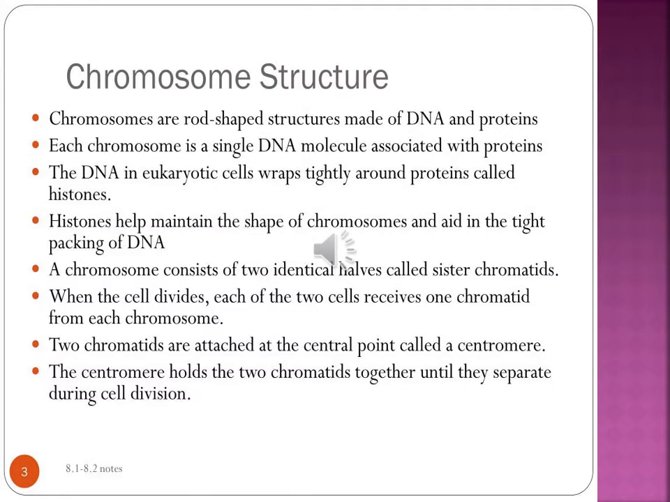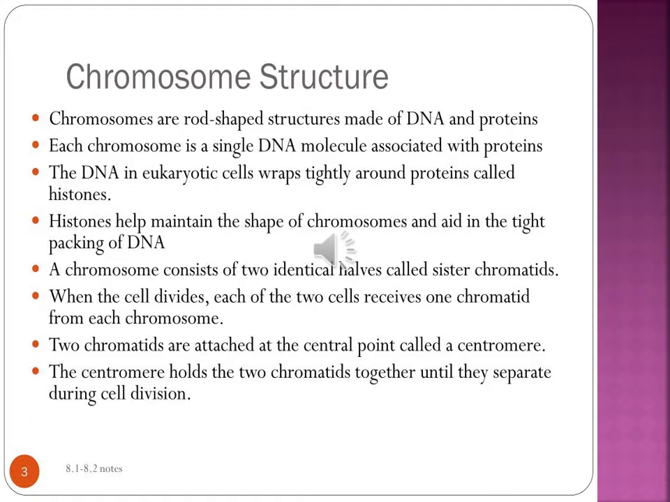Chromosome structure. Chromosomes are rod-shaped structures made of DNA and proteins. Each chromosome is a single DNA molecule associated with proteins. The DNA in a eukaryotic cell wraps tightly around proteins called histones. These histones help to maintain the shape of chromosomes. Without the histones, chromosomes are not made.